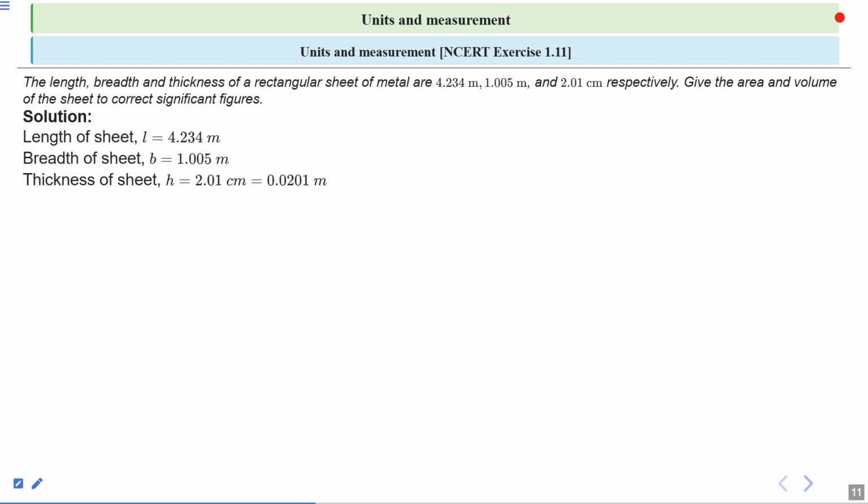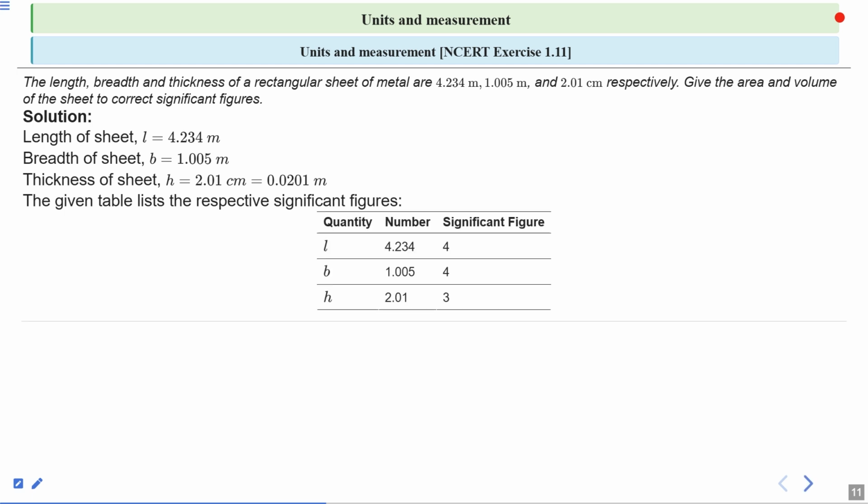Before that, you can do all the calculation with the full numbers. But in the last step, you should round it off to 3 significant figures. Okay. So we again tabulated it. Quantity L, the number of significant figures is 4. B also has 4. H, or thickness, has only 3.